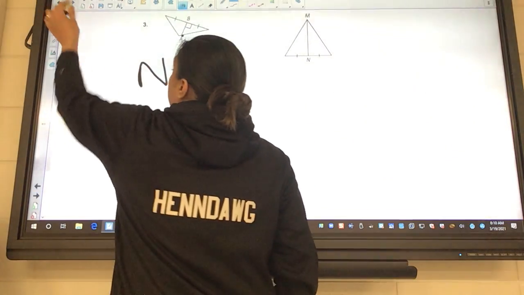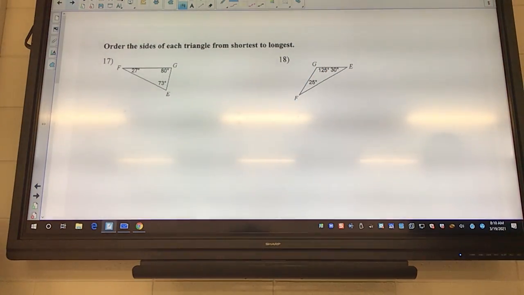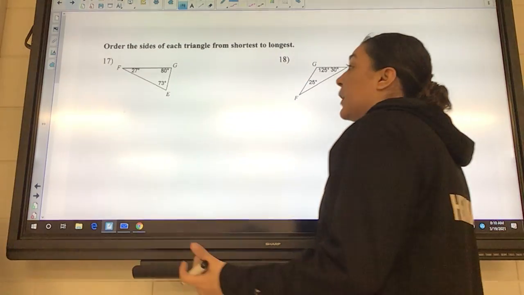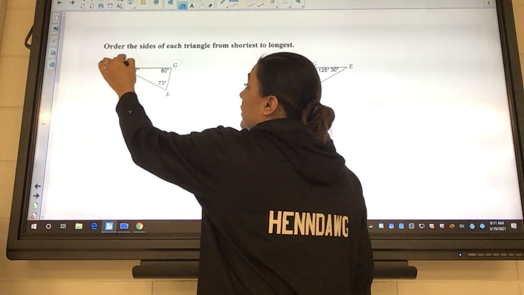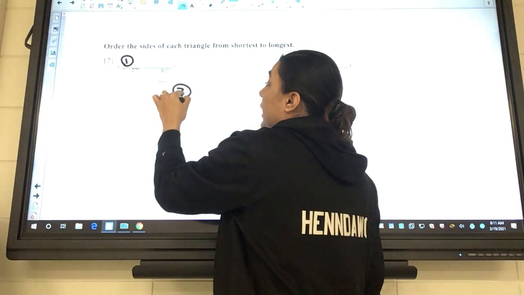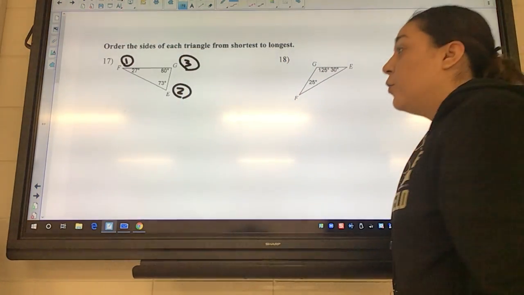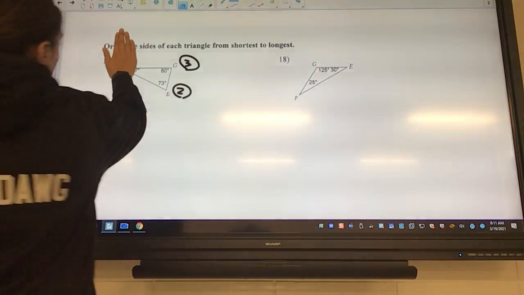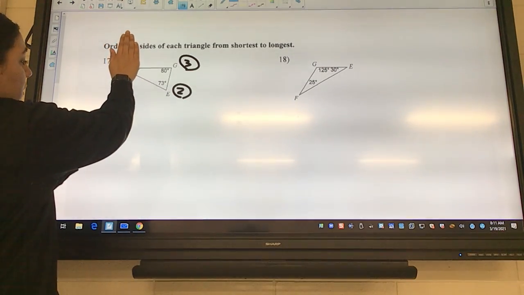Okay, the next section on here is about ordering the sides of the triangle from shortest to longest. On these we numbered them. You can tell that F is the smallest, so we're going to put a 1 there. E comes next, and then G is the 3rd biggest. When you put these in order, start with the 1 and cover it up. What do you have left? Well, I got GE, so that one's going to be first.